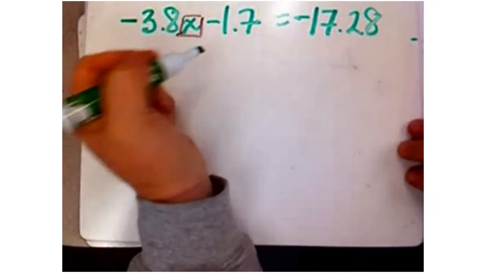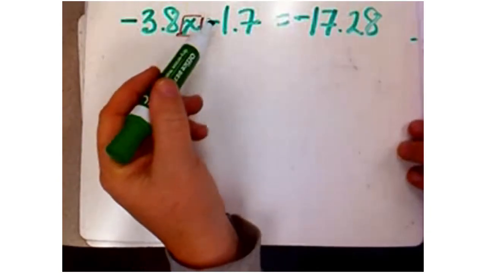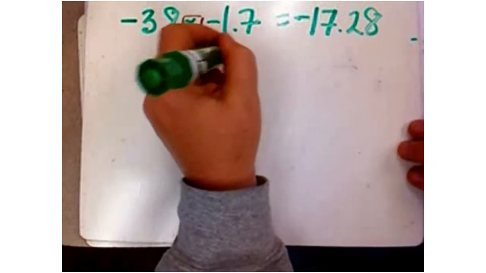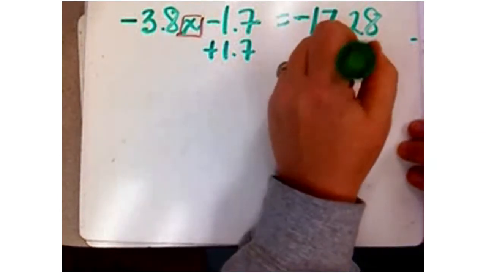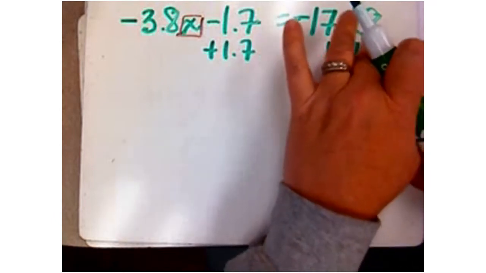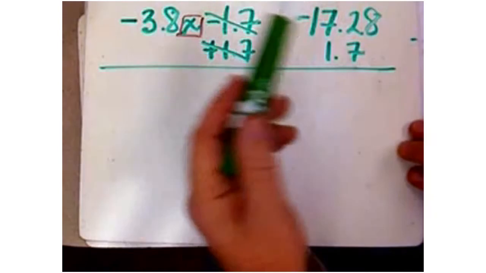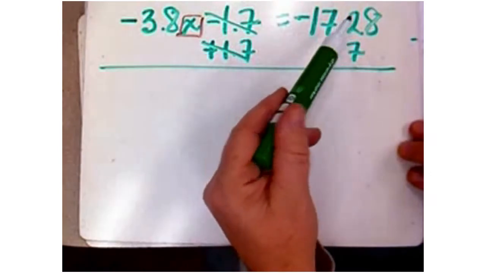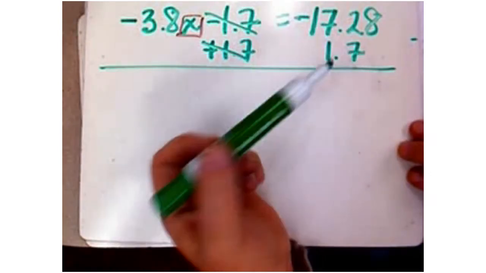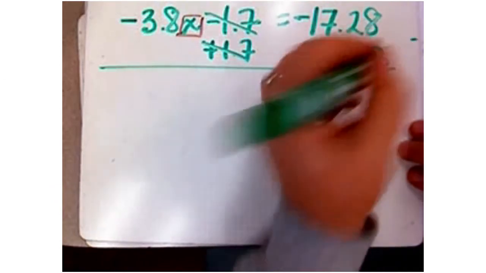So if we want to do the simplest thing first, the simplest thing to undo would be the minus 1.7. So we're going to add 1.7 to both sides. Oops, not 1.75, 1.7. All right. So we know that that's going to cancel out. So we have negative 17.28 plus 1.7. That actually means we find the difference between these two numbers, but we keep it negative, doesn't it?